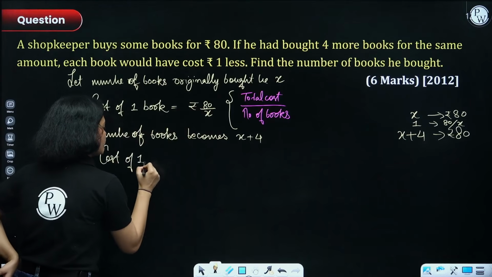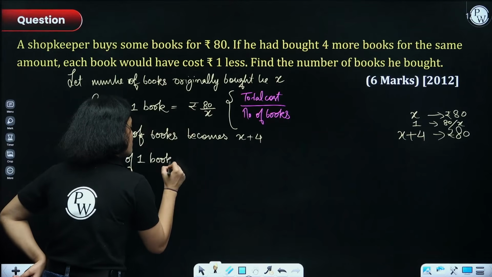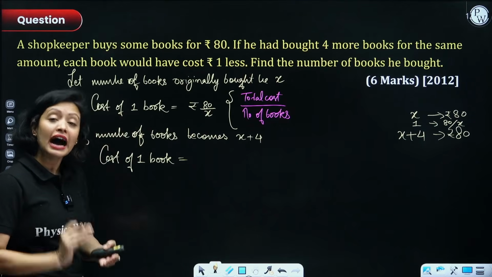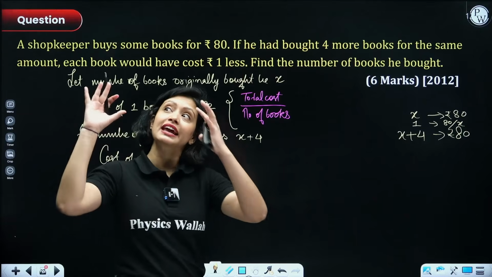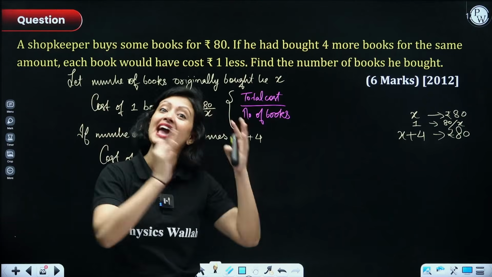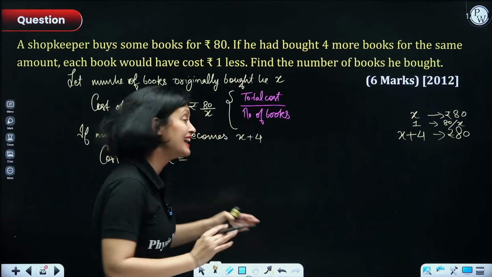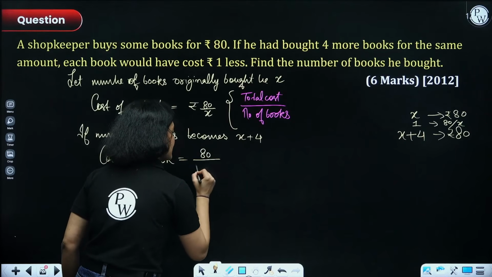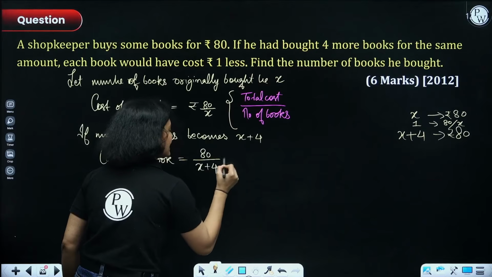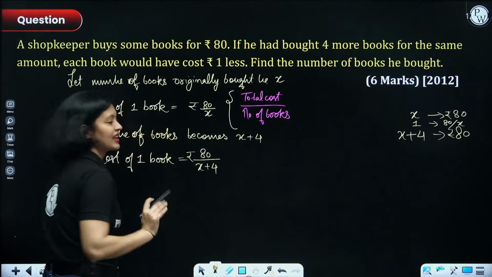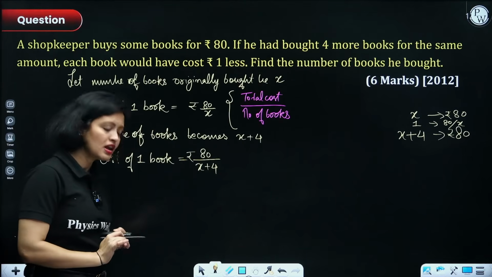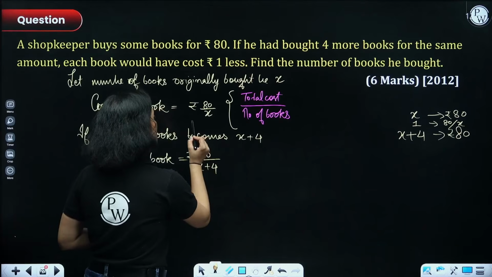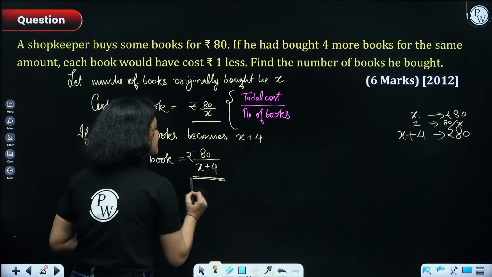Then the cost of one book would be what, everyone? Same formula, guys, same formula, because now also the total cost is fixed. If for 80 rupees, x plus 4 number of books are being bought, right? So this time the cost of one book would be 80 divided by x plus 4 rupees.